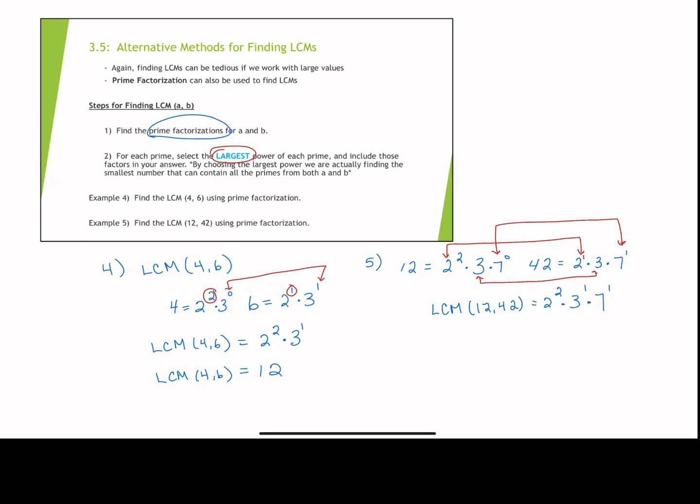So to work this out, we've got 4 essentially times 3, which is 12. 12 times 7 would give us 84. So if we listed multiples of 12 and multiples of 42, eventually both of those lists would contain 84, and 84 would be the very smallest value contained in those lists of common multiples.